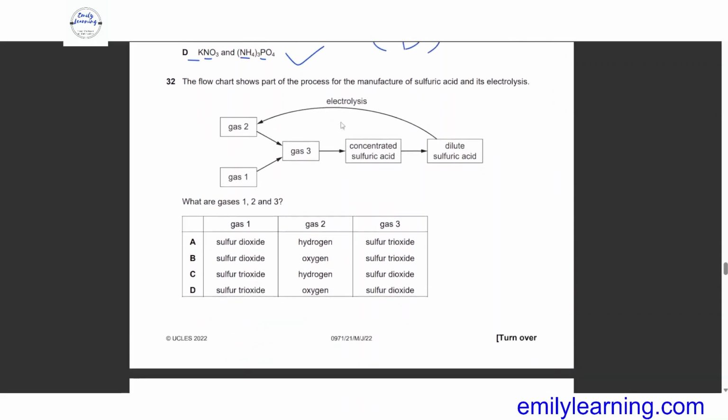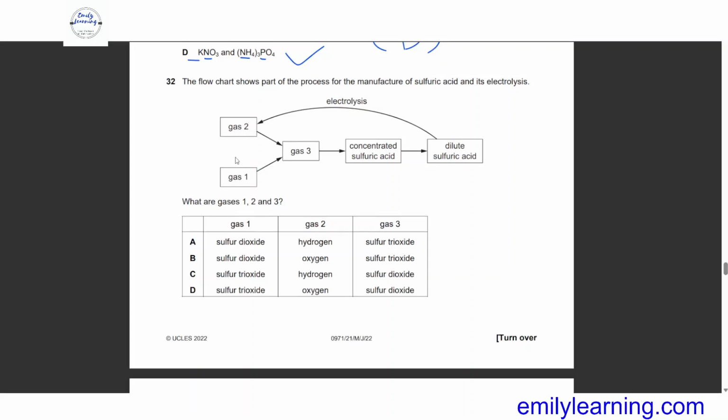Question 32. The flowchart shows part of the process for the manufacturing of sulfuric acid and its electrolysis. So you have gas 2 and gas 1 from gas 3, then you get concentrated sulfuric acid, then dilute sulfuric acid, then get electrolyzed to get back gas 2. Basically for this question, you need to understand the manufacture of sulfuric acid in detail.